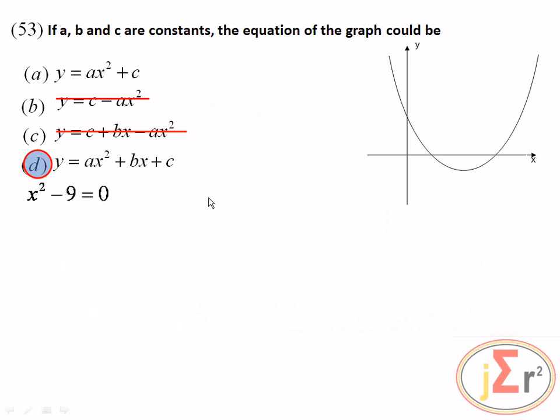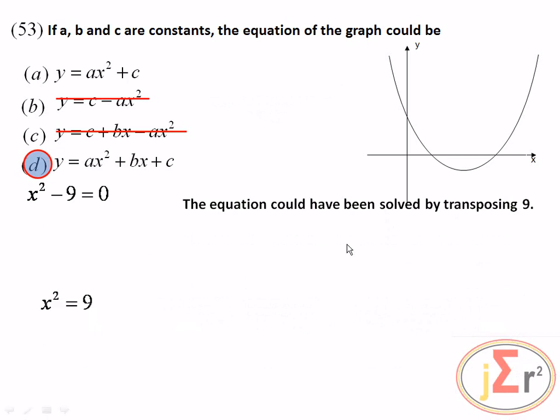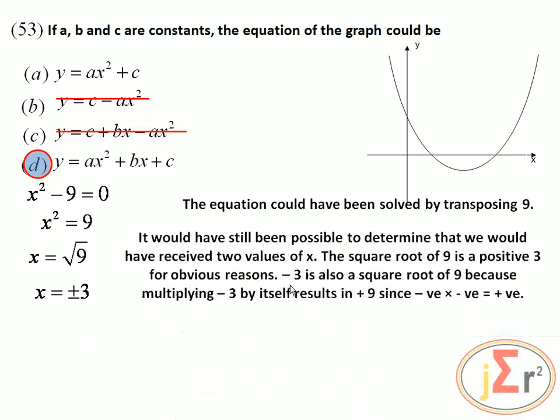X squared minus 9 is equal to 0. The equation could have been solved by transposing 9. No problem seeing a negative 9 being transposed as a positive 9. Then we have the square root of 9, and the square root of 9 is a positive 3 or a negative 3. It would have still been possible to determine that we could have received two values of x.